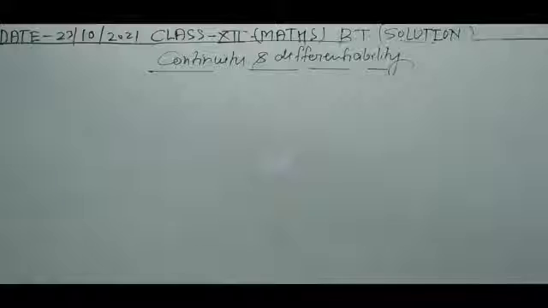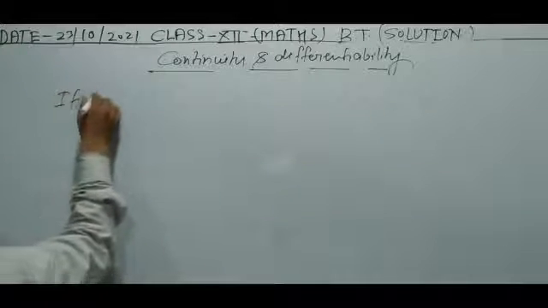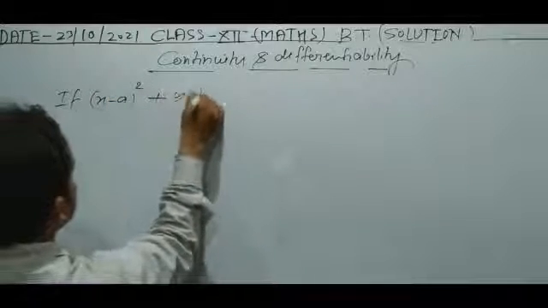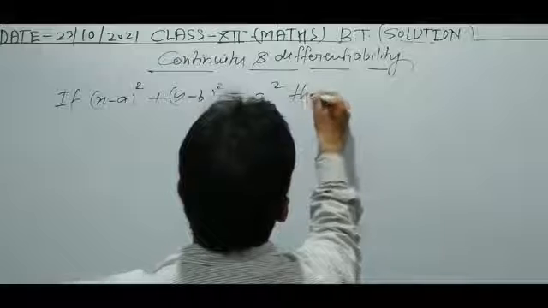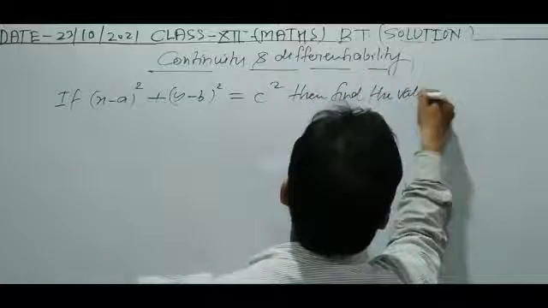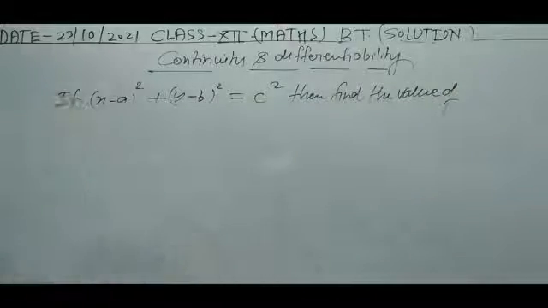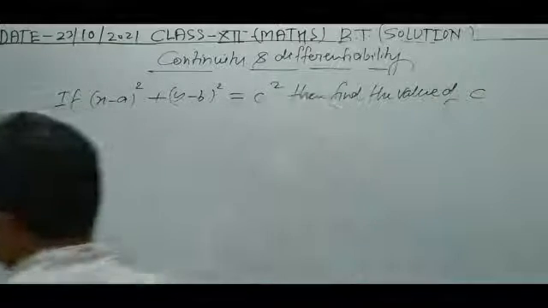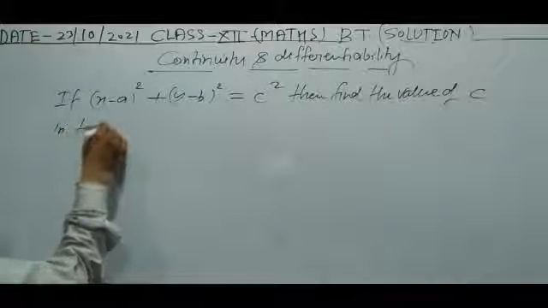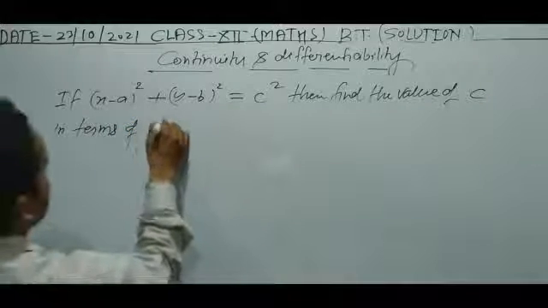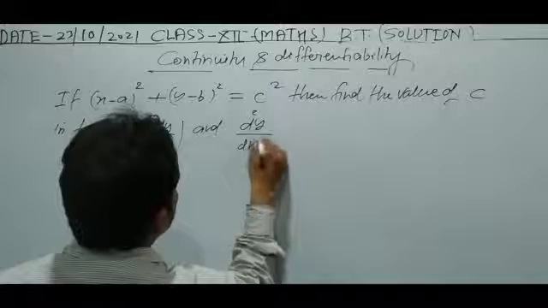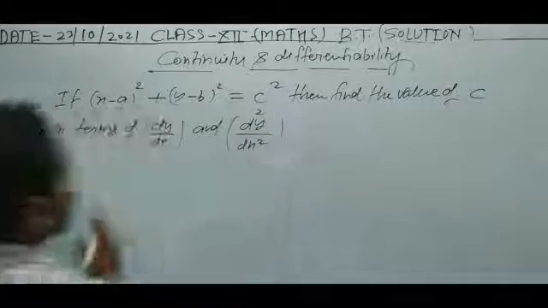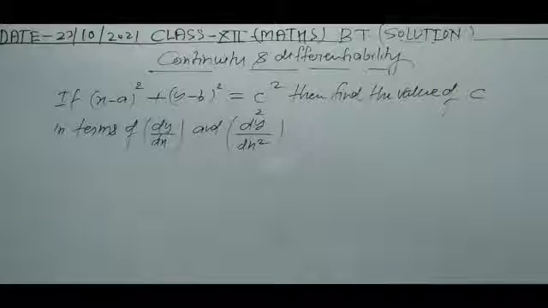Now see, the question is, if x minus a whole square plus y minus b whole square is equal to c square, then find the value of c in terms of dy by dx and d2y by dx2. Now this is our question number 6.